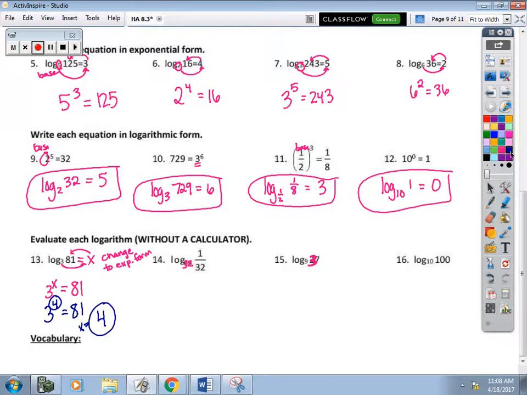Okay, the next one, same thing. Set it equal to some variable. We'll just usually use x. Change to exponential. So the base of the log was 32. So this will be 32 to the x power equals 1 over 32. Perfect, Bree. Anytime you have something changing from a whole number to a fraction, that tells you it's going to be a negative exponent because it's dipping to the denominator. So this would be 32 to the negative 1 power. Therefore, my answer is negative 1.